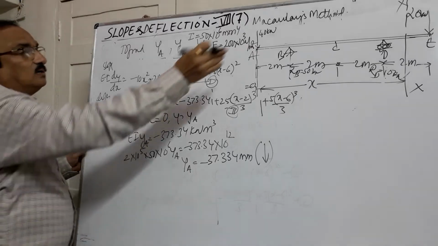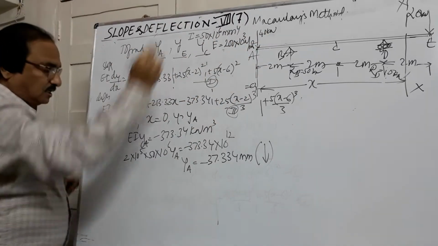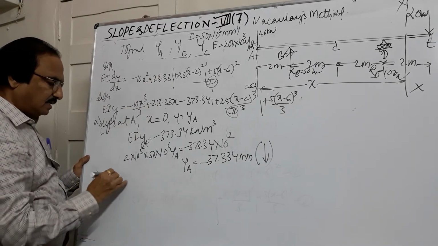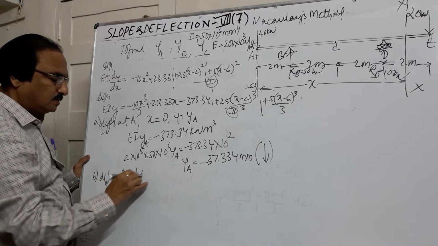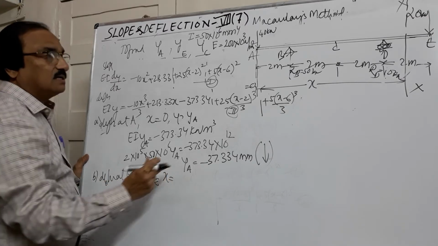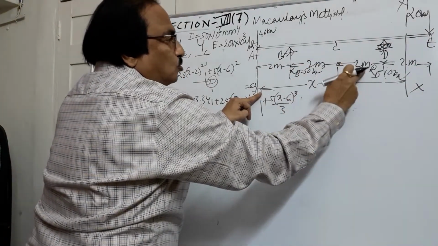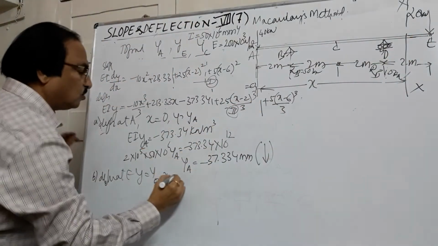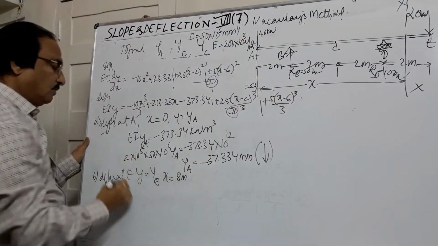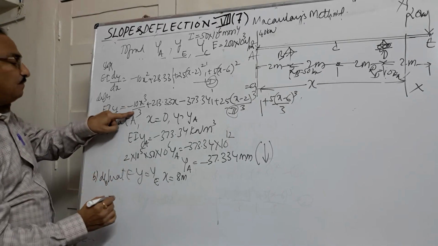Likewise, we will find out the deflection at the point E, the last point. So the deflection at E is y equal to yE. What will be the distance x at E? 2 plus 2 plus 2 plus 2. So when x is equal to 8 meters, y will be equal to yE. Let us substitute in this deflection equation.